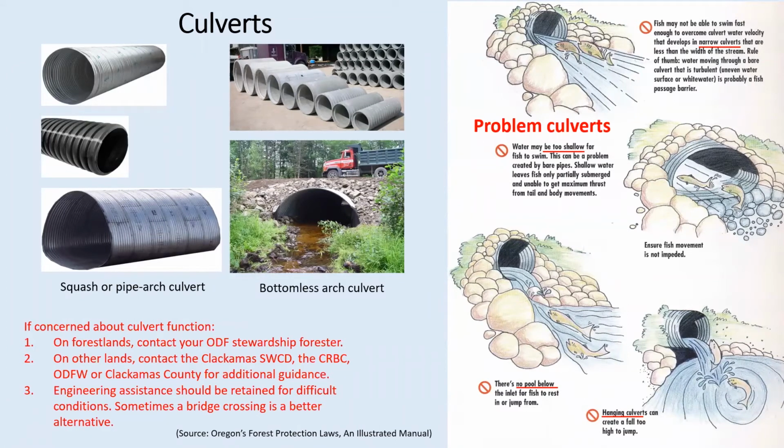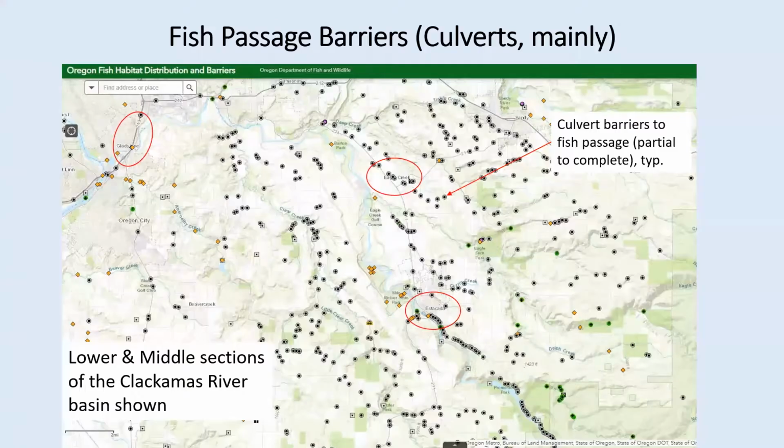And engineering assistance should be retained for difficult conditions. And sometimes a bridge crossing is a better alternative than a culvert if you can afford it. But just to give you an idea of how extensive the culvert problem is in the Clackamas River Basin, I downloaded this from the Department of Fish and Wildlife's website.